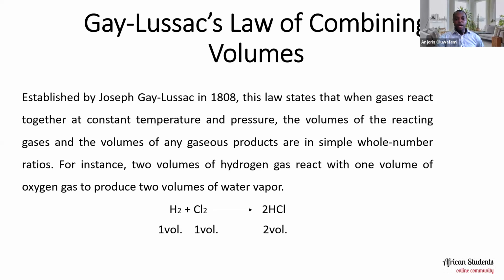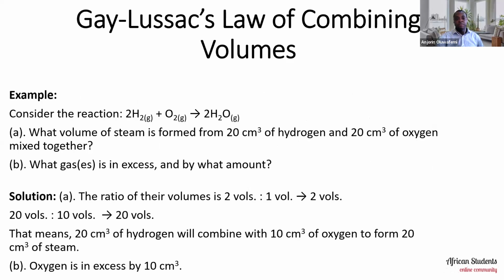The same thing happens with hydrochloric acid. Hydrogen one volume, chlorine one volume, combining them to give us two volumes of hydrogen chloride or hydrochloric acid, as the case may be. Now, looking at this example, just like we stated, two hydrogen plus oxygen give us two H2O. Now, the question is, what volume of steam is formed from 20 cm cube of hydrogen and 20 cm cube of oxygen if they are mixed together? The second one asks which gas is in excess and by what volume.